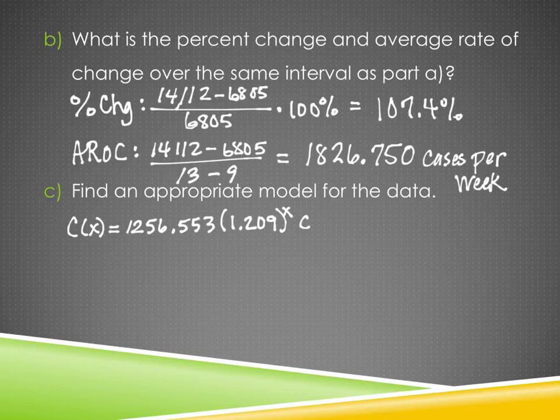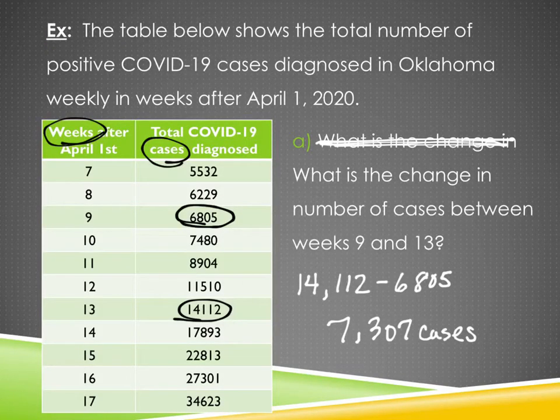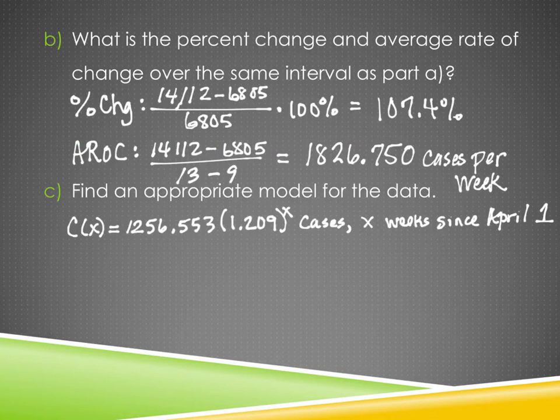Cases. Thank you. Just cases, it's actually cumulative cases. And then what is x? Where x is weeks since April 1st. Yeah, I didn't print the notes, that's okay. It's actually since April 1st, so it is weeks since April 1st. And then we have that interval that's 7 less than or equal to x less than or equal to 17. So that's our appropriate model.